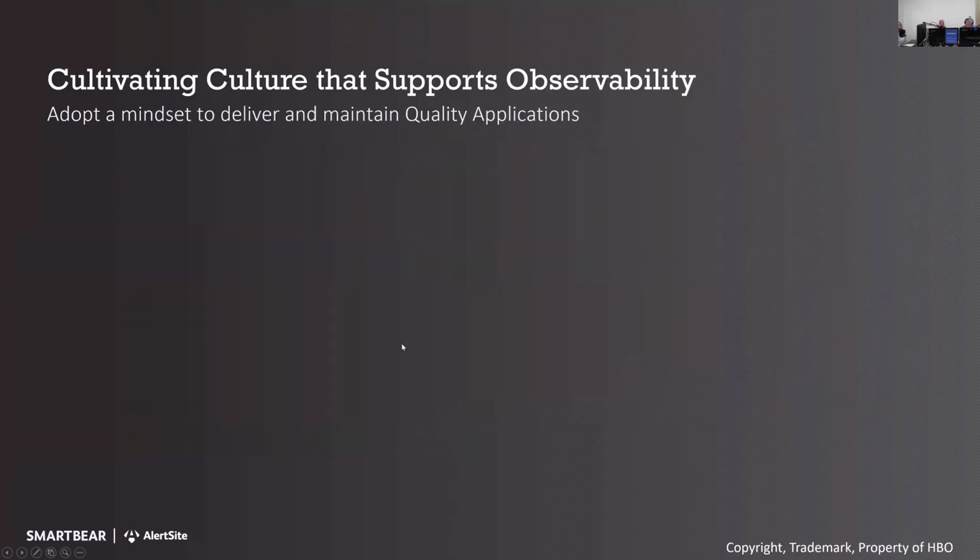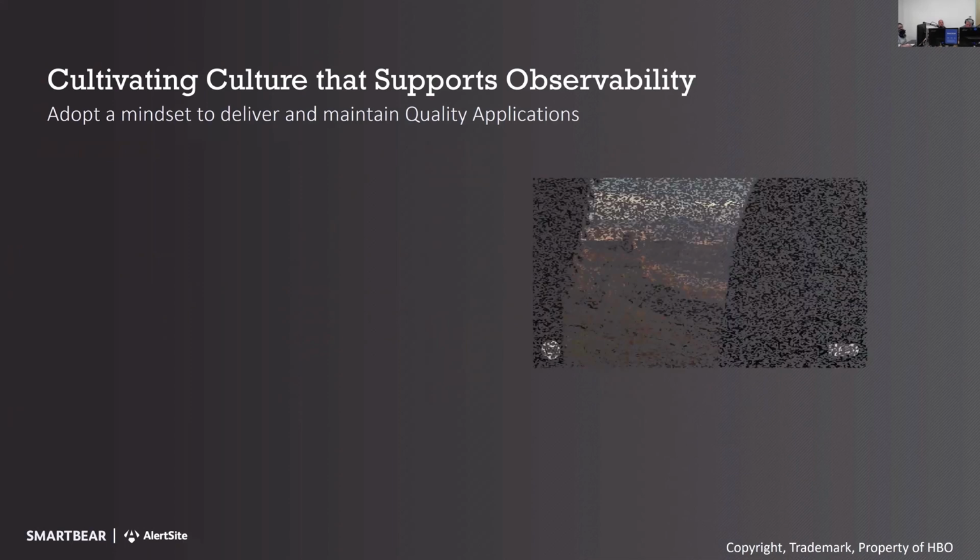But moral of the story, and most importantly, how can you really cultivate a culture that supports observability? And how can you make sure that these teams are working together? And really, it's about adopting a different mindset so that you prioritize maintaining and delivering quality applications. And so I broke it down into three most important rules.